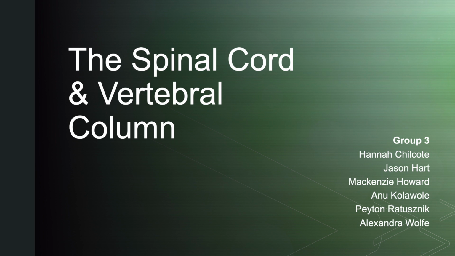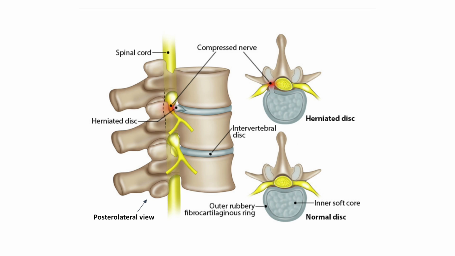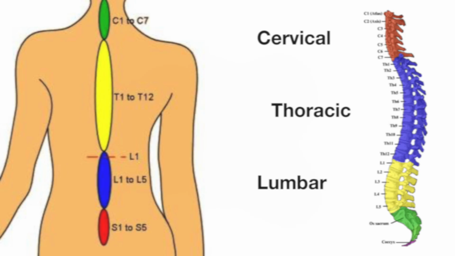The spinal cord is an important part of the central nervous system, and the vertebral column is critical in providing support for the entire body. Today we will discuss the location of the spinal cord and nerves in relation to the vertebral column, along with consequences of injuries to the vertebral discs and variables that differentiate cervical, thoracic, and lumbar vertebrae.